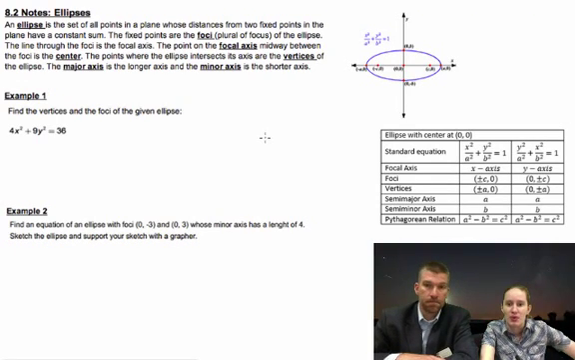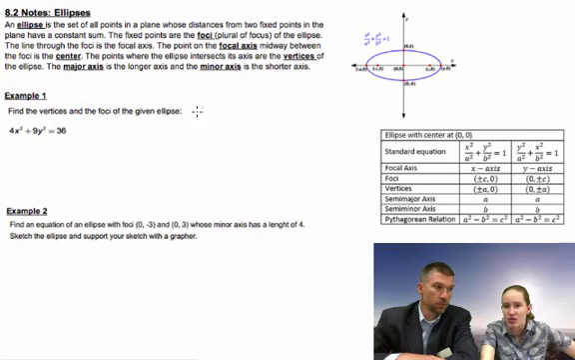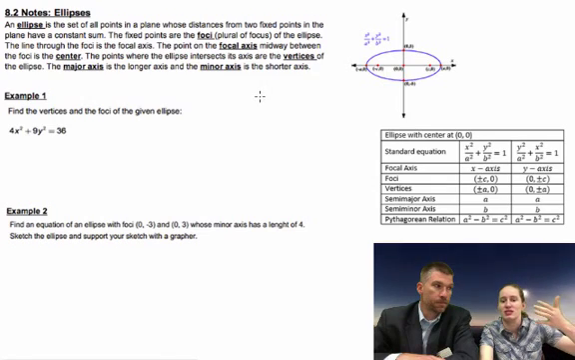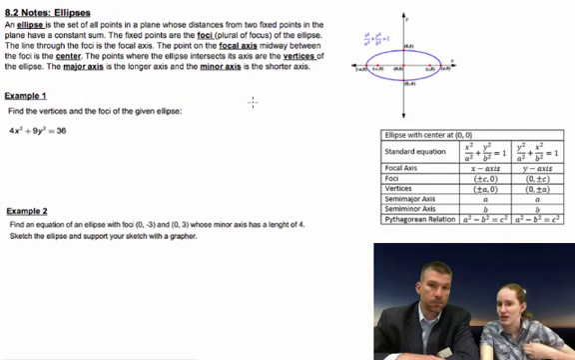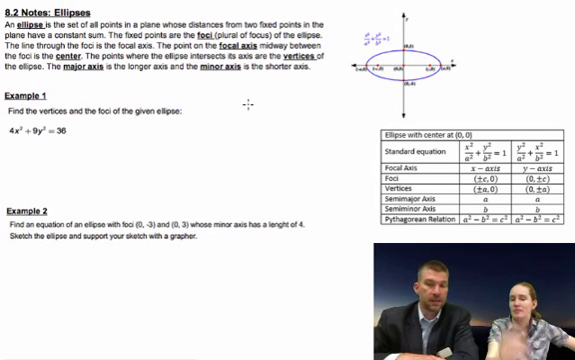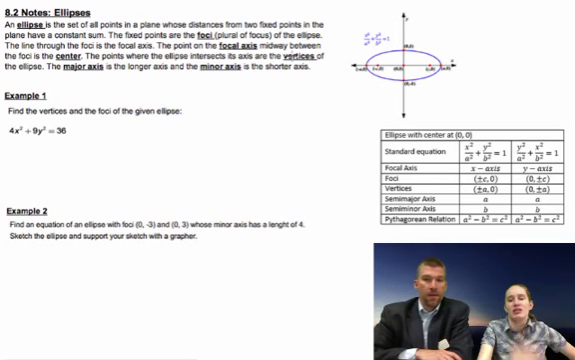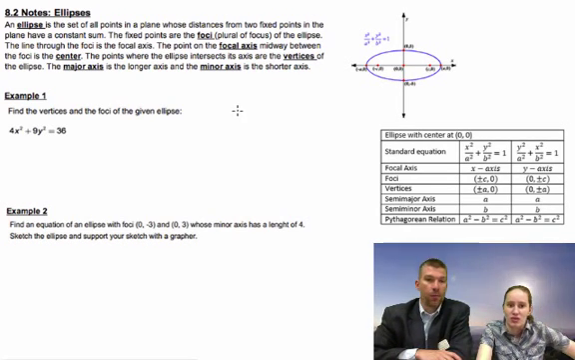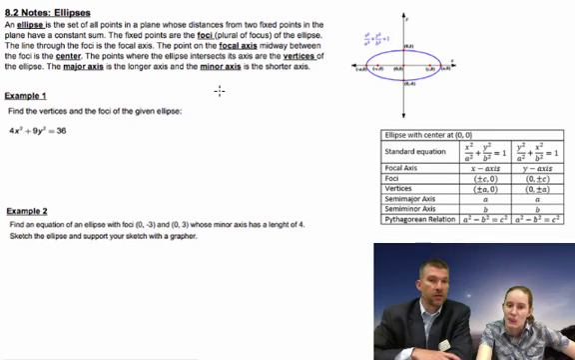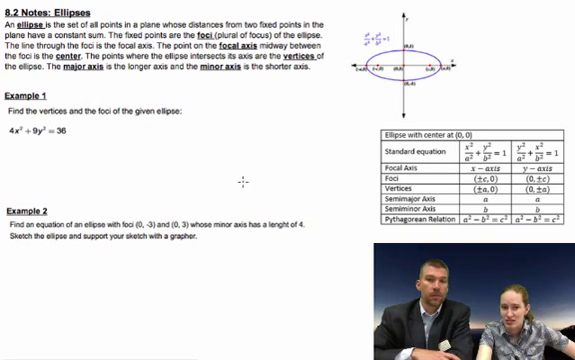The points where the ellipse intersects its axis are the vertices, and so whichever one's the focal axis, is it the longer one normally? Yes, the focal axis has to be longer with an ellipse. And so the vertices are the points at the ends of the ellipse, on the long direction, which we could also call the major axis. The major axis is the longer axis. The minor axis is the shorter axis.